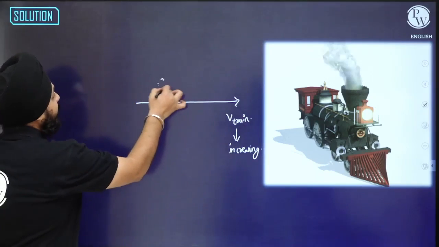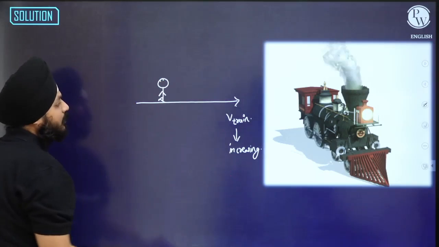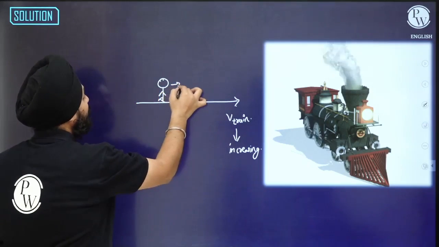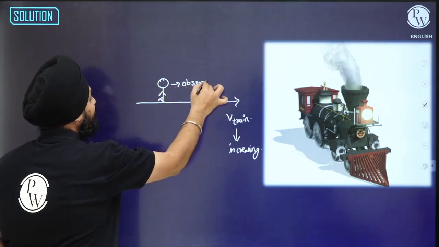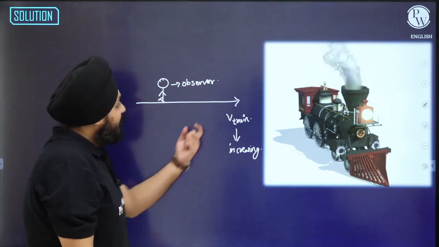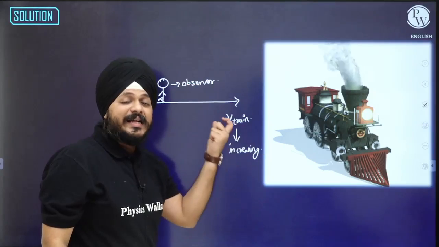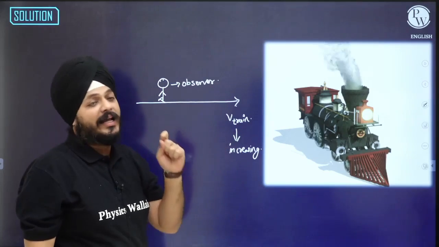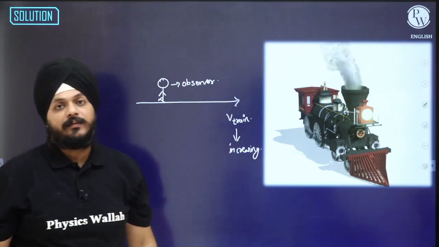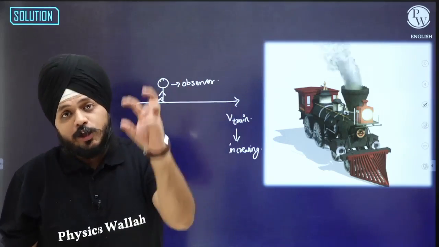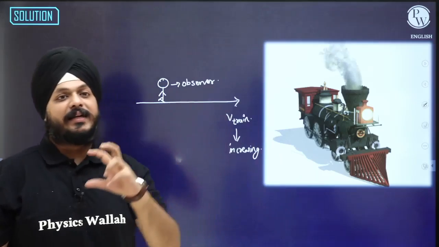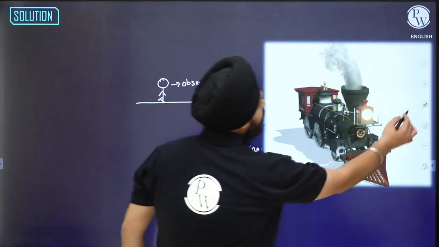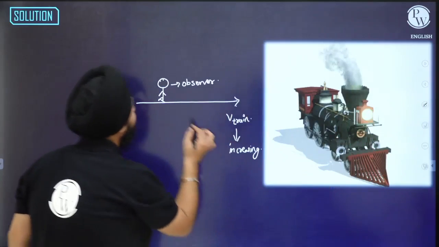The girl is sitting near the window. See, here the girl is the observer. If the velocity of the train is continuously increasing, it means the velocity of the girl is also continuously increasing because she is sitting inside the train. It means that the girl is in a non-inertial frame.